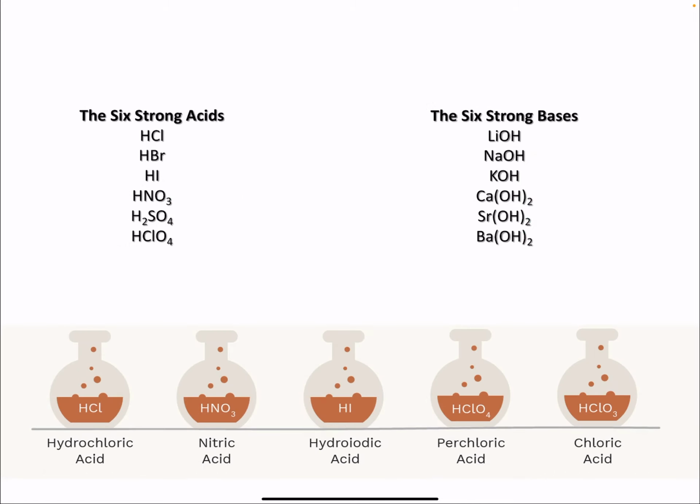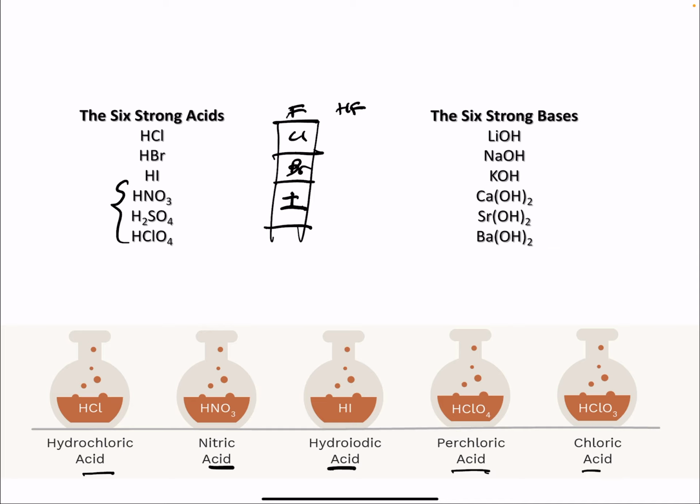Now the 6 strong acids. I think we've seen this before, but we need to memorize these. So HCl, HBr, HI, these are on the periodic table together, under fluorine, bromine, and iodine. Fluorine, don't fall into the trap. HF is a weak acid. But hydrochloric acid, hydrobromic acid, and hydroiodic acid are strong. And then you have to memorize these 3: nitric acid, sulfuric acid, and perchloric acid.